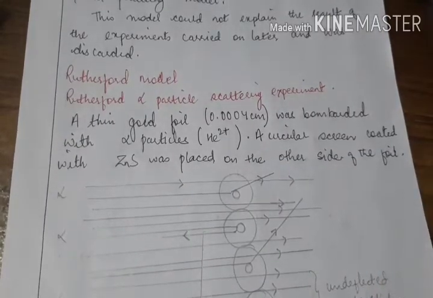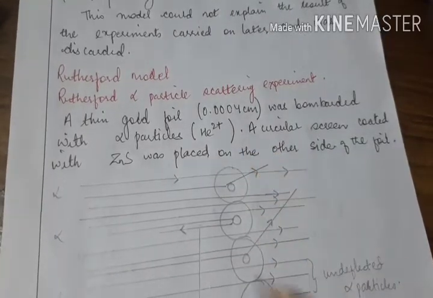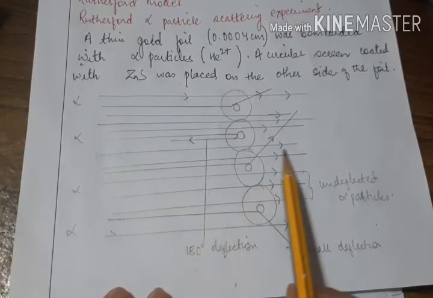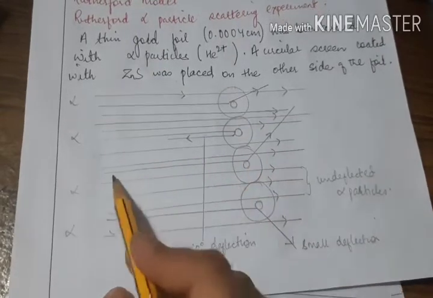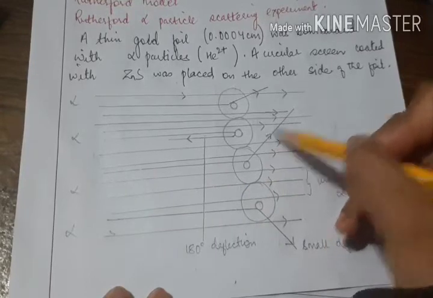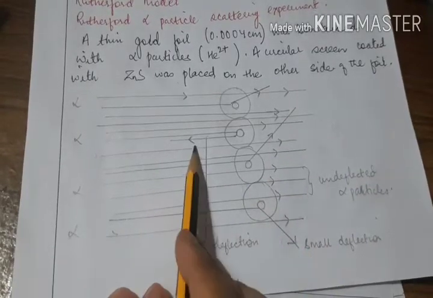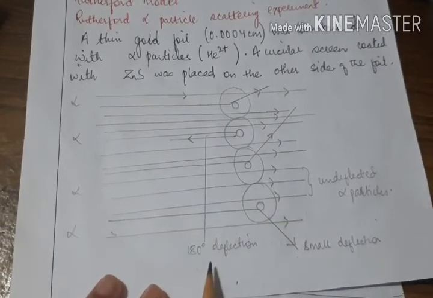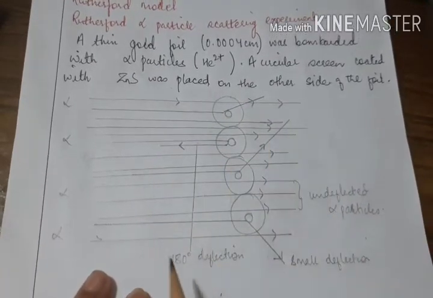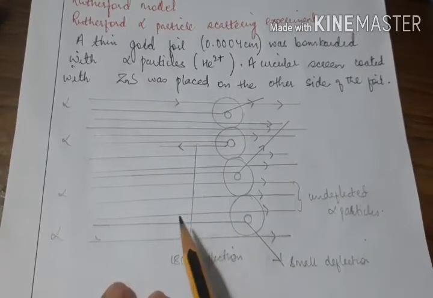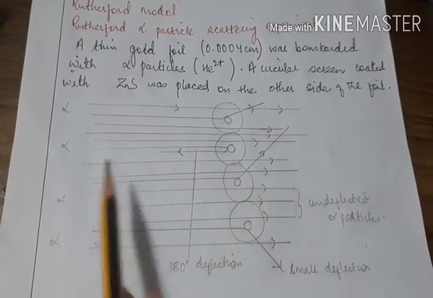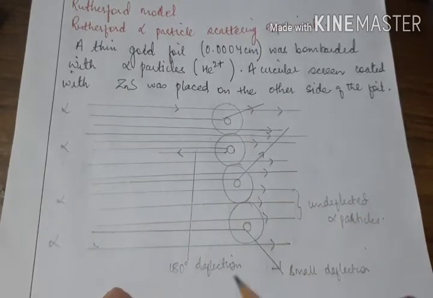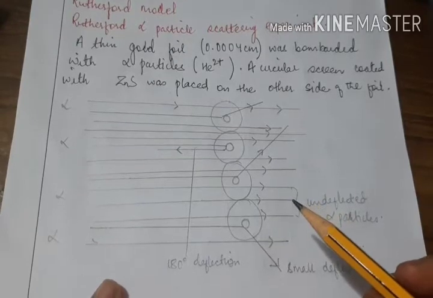So let's see out here. This is the gold foil, and these are the alpha rays, alpha particles. Most of them are going undeflected. Out here, this alpha particle is deflected by a small angle, and here it is deflected by 180 degrees. This is 180-degree deflection. So based on this observation, he concluded that since most of the alpha particles were going undeflected, it means that most of the space in an atom is empty, is vacant.